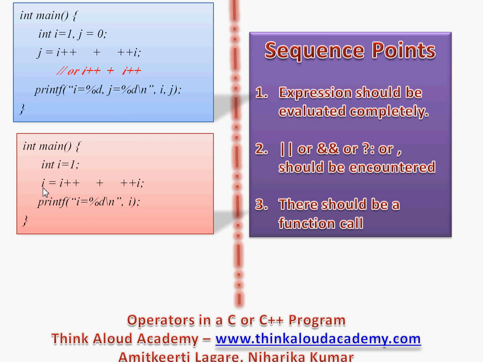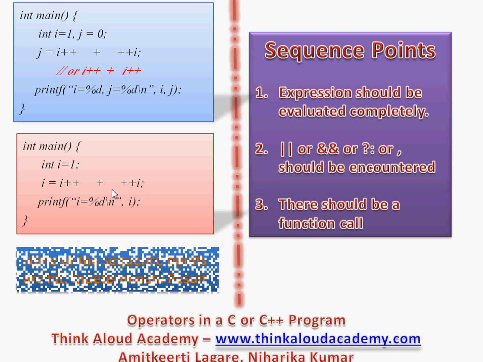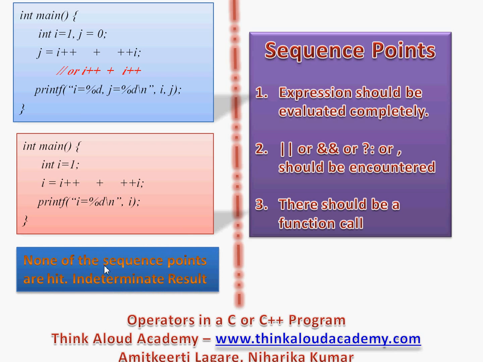The same would be the case in this expression, because when I am trying to access i here, this i plus plus would not be complete. So this would give me an indeterminate value. None of the sequence points are hit, so in both these cases, I would get an indeterminate response.